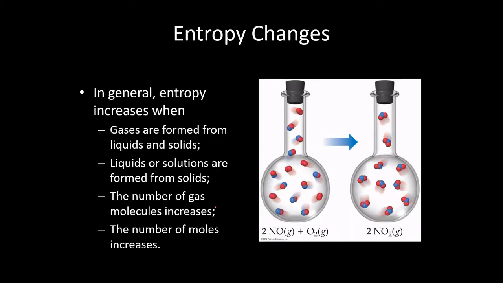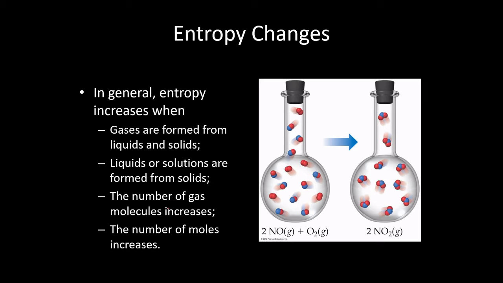A few other things, and we've actually already talked about some of these, but a few other things that in general will increase the entropy. So when gases are formed from liquids or solids, either through evaporation or through reactions taking place, that is going to increase the entropy, because again, gases have more entropy than liquids or solids. If we have liquids or solids that are formed from solids, again, same kind of thing, either by reactions taking place or by just melting, that is going to be an increase in entropy.